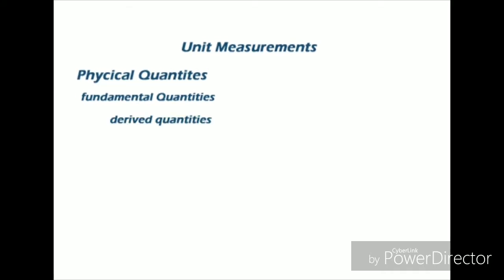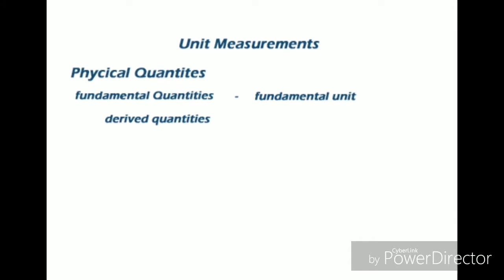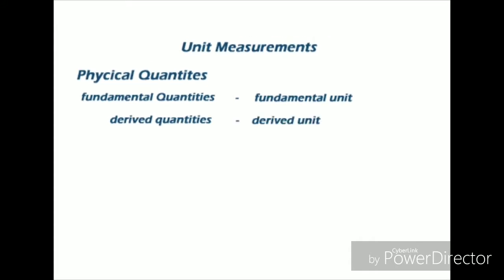Fundamental quantities are independent. They can exist by themselves, such as time, mass, and length. They do not depend on or derive from other quantities, and they are also known as base quantities. The second division is derived quantities, which are derived from fundamental quantities, for example velocity, speed, acceleration. The units of fundamental quantities are fundamental units or base units, and the units of derived quantities are derived units.